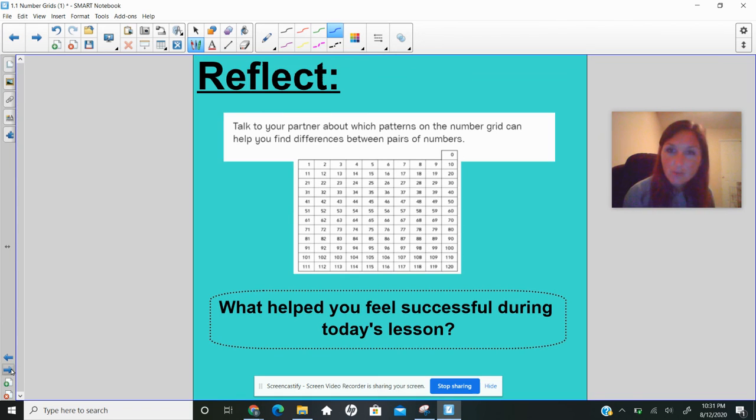And then when you're done, don't forget to reflect. Think about, talk to somebody in your family or whoever's at home with you and talk about what were the patterns? What did you use to help you be able to solve? And how do you feel right now? What helped you feel successful, hopefully, by the end of the lesson? What did you do that helped you be able to meet today's objective?